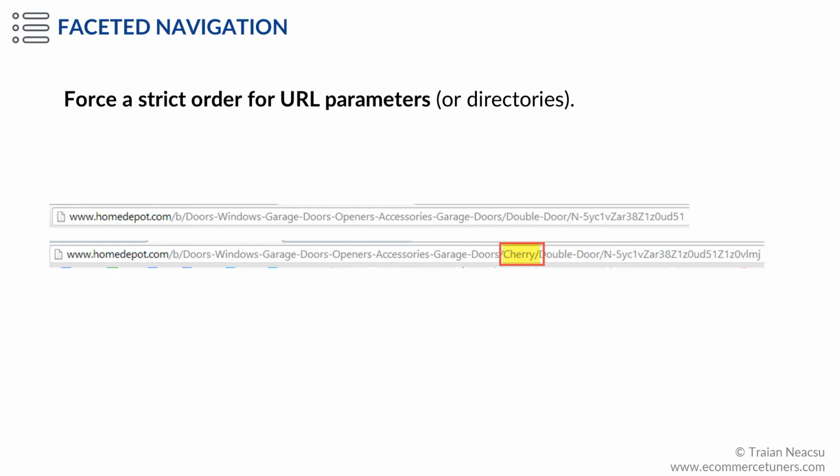You can partially solve duplicate content issues generated by faceted navigation by forcing a strict order for URL parameters, regardless of the order in which filters have been selected. For example, category could be the first selected filter and price the second. If a visitor or a crawler chooses the price filter first and then category, you make it so that the category shows up first in the URL, followed by price. In this URL structure example, although the cherry filter value was selected after the double door filter value, its position in the URL is based on a predefined order.